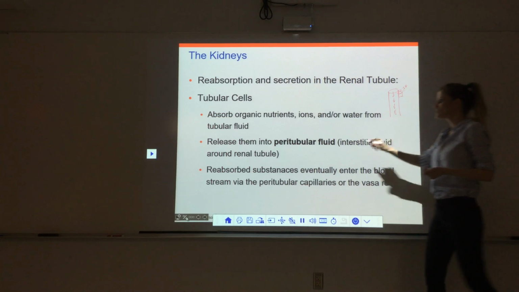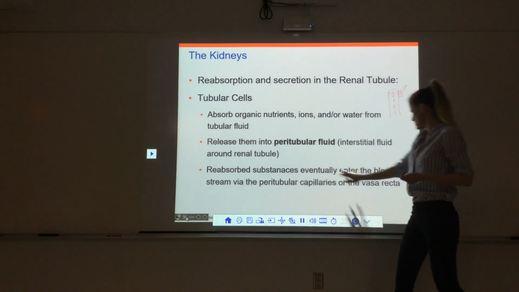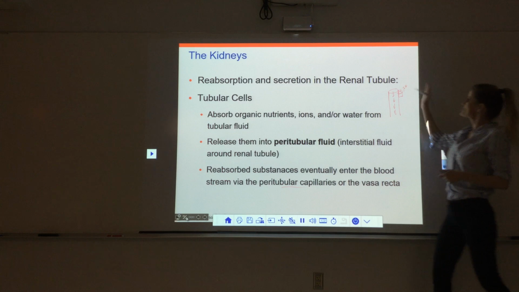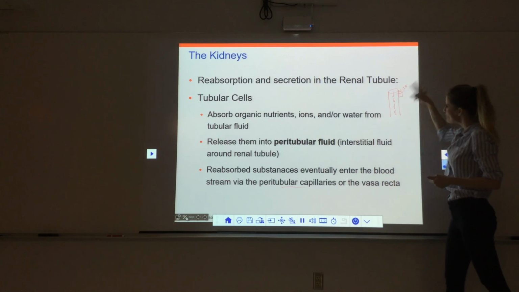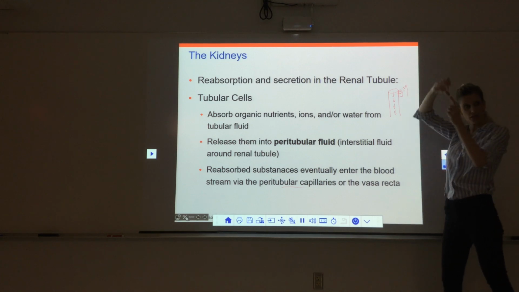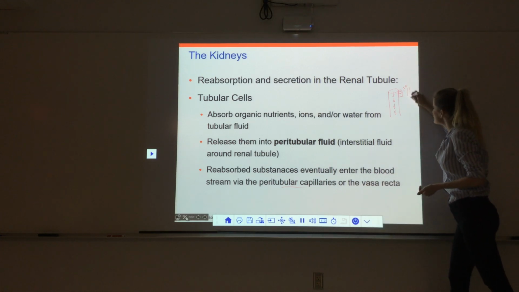And that's where the peritubular capillaries come in. Remember that surrounding the tubule, we have another set of capillaries, either the peritubular capillaries, or if we're looking at the really long loop of Henle, remember we had those long vessels called the vasa recta. But in either case, it's going into the bloodstream.